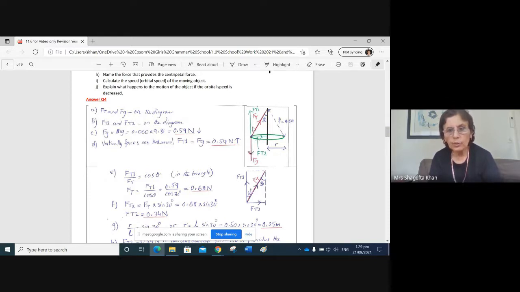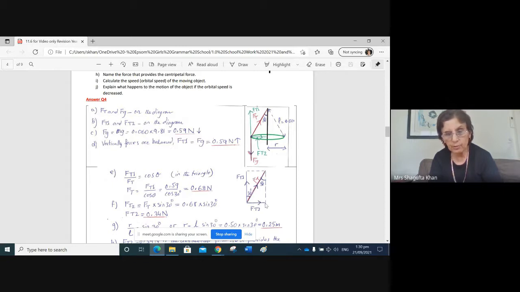Okay, so if we have figured out this component, we can draw another vector diagram. So that's the component which is equal to the gravity force. This is the tension force. Angles were given. So we can calculate the size of the tension force by using geometry, or we can find out the size of this force.